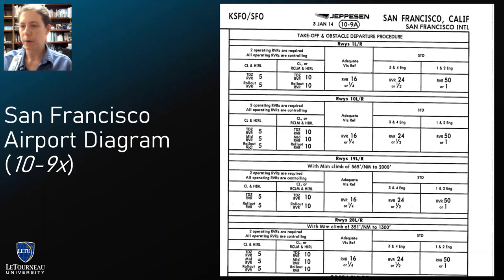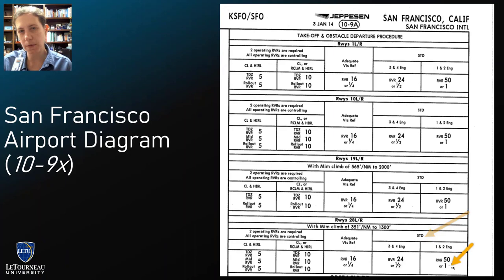One other thing I guess I want to point out on here, let's look at runways 28 left and right. Okay, so we do still see a minimum climb gradient published, so that applies to everything under this area. We still see the area for standard takeoff minimums for 1 and 2 engine aircraft.